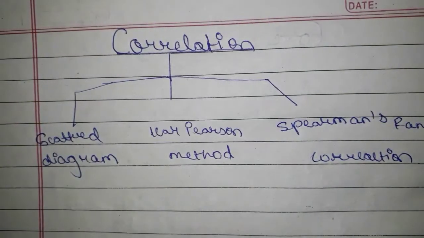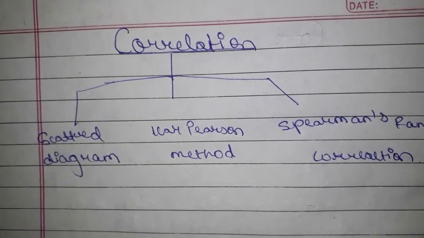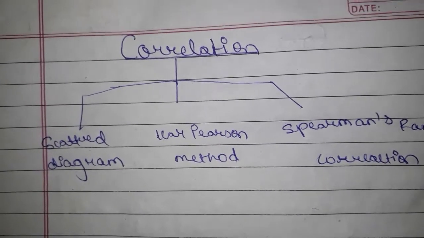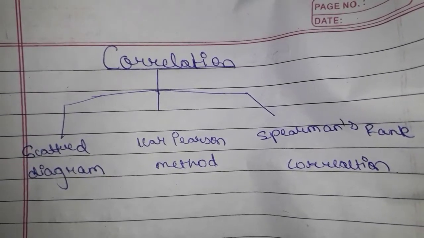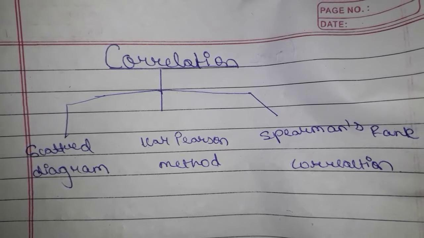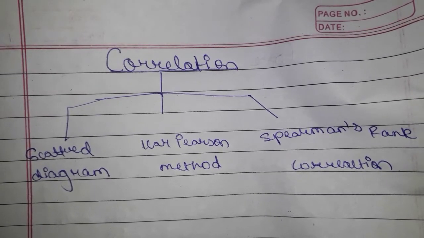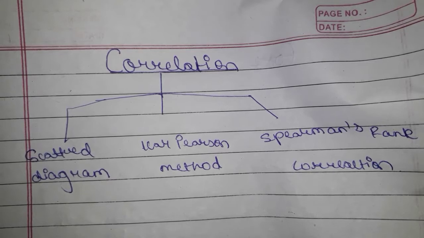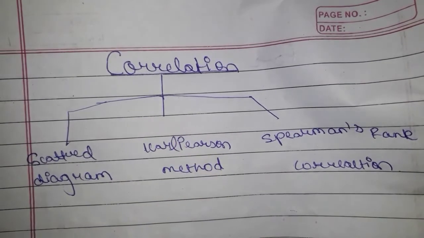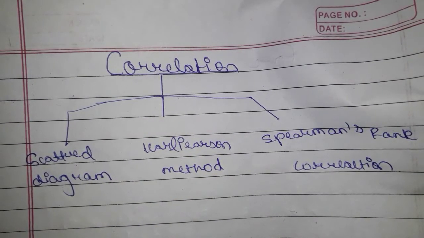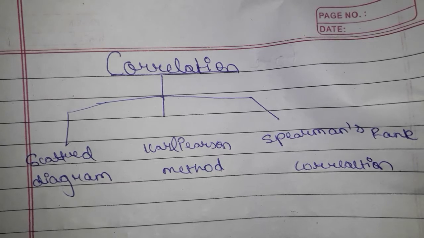Hello friends, in this video we are going to have a look at the calculation of correlation. Correlation can be calculated by three different methods. First of all is the scatter diagram, second one is the Karl-Pearson method, and third one is Spearman rank correlation.